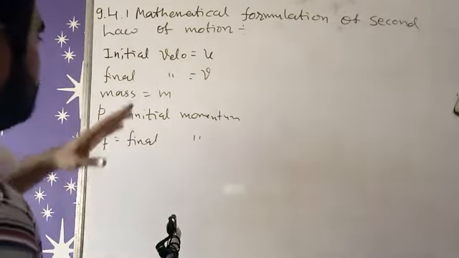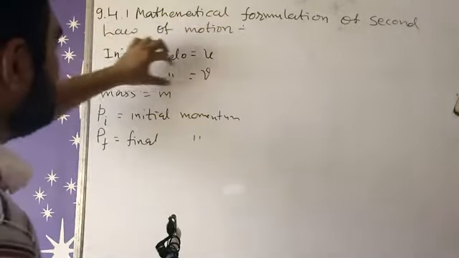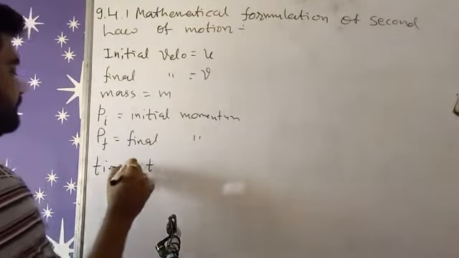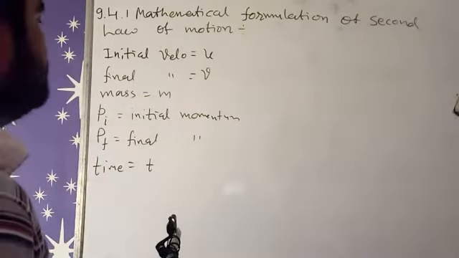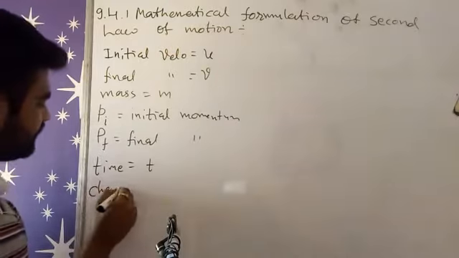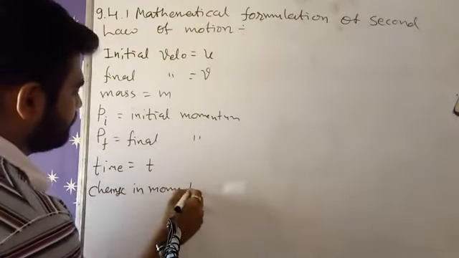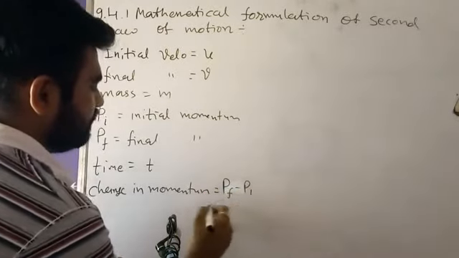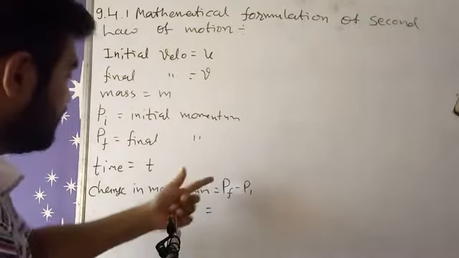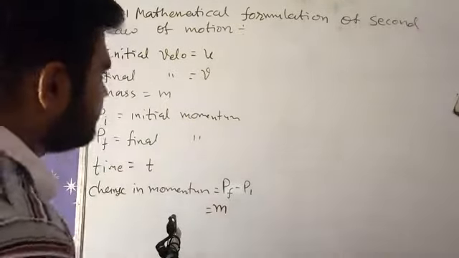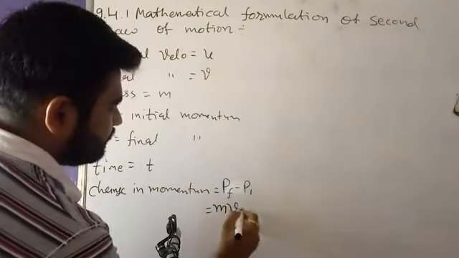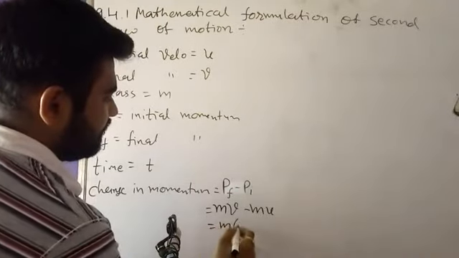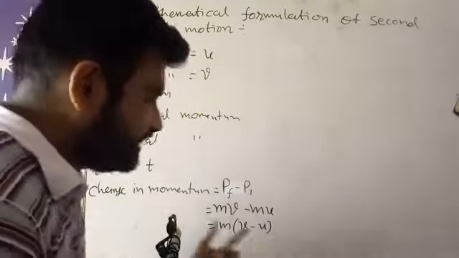Now, to change from initial velocity to final velocity, the time elapsed during this change is t, right? Now I am writing the formula for change in momentum. Change in momentum is equal to final momentum minus initial momentum. The momentum formula we know: mass m always remains constant, so final momentum is m times v and initial momentum is m times u. Taking the constant term m common, it is m(v minus u). So this is the change in momentum.